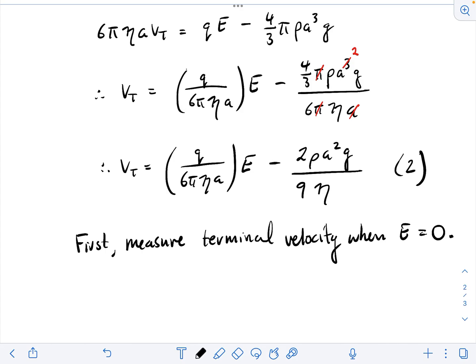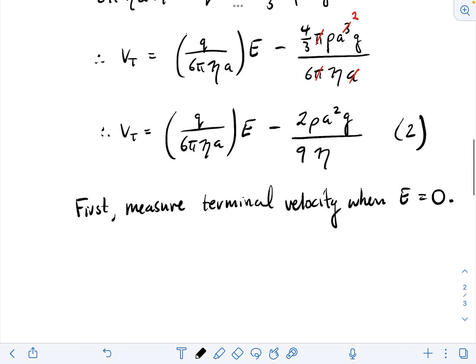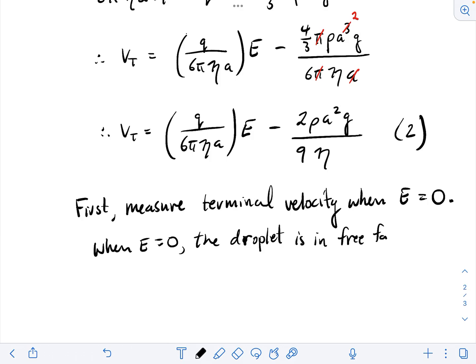So when E equals 0, the droplet is in free fall. Free fall just means that there's no other force besides the gravitational force and the drag force. And what we'll do is we'll say that the terminal velocity, just to distinguish it, becomes what we'll call the free fall velocity.